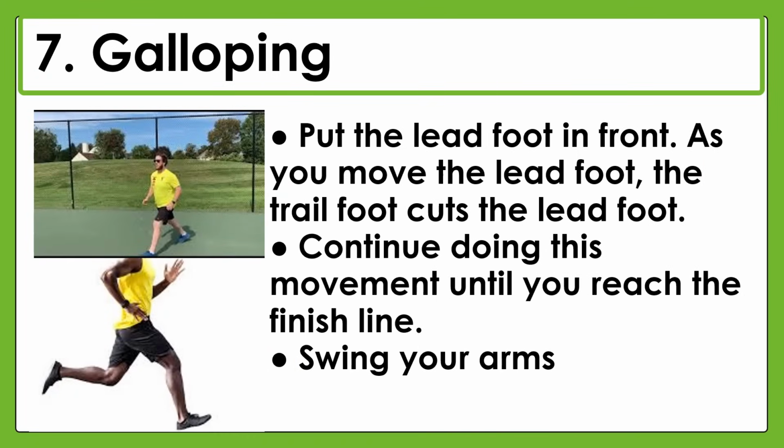Number 7 is galloping. Put the lead foot in front. As you move the lead foot, the trail foot cuts the lead foot. Continue doing this movement until you reach the finish line and swing your arms.